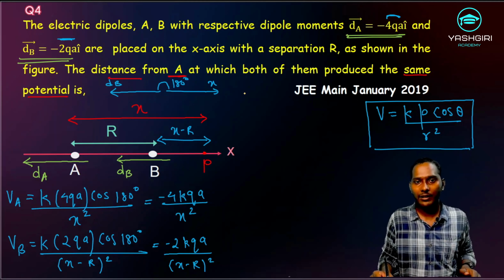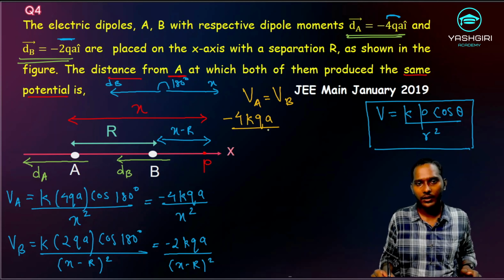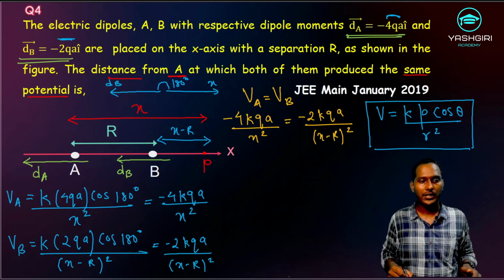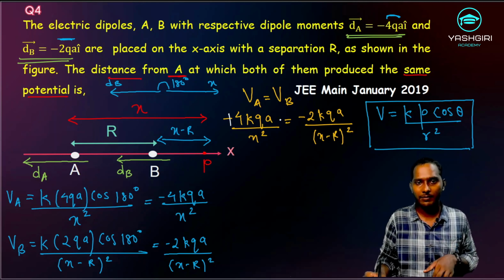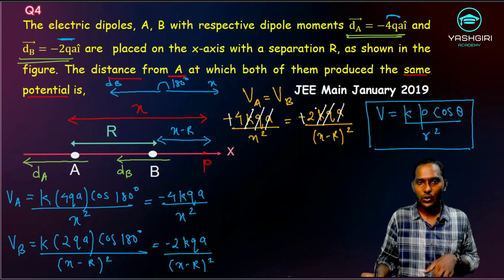So when I equate the electric potential due to dipole A to the electric potential due to dipole B, what I'm going to get here is minus 4kqa divided by x square equal to minus 2kqa divided by x minus r the whole square. I can cancel out whatever is common. First of all, minus and minus get cancelled, it becomes positive. So a gets cancelled, charge q gets cancelled, even k and k get cancelled. Here 2 is 1s and this is 2 2s.